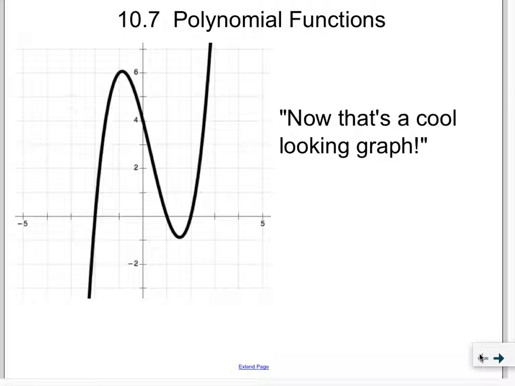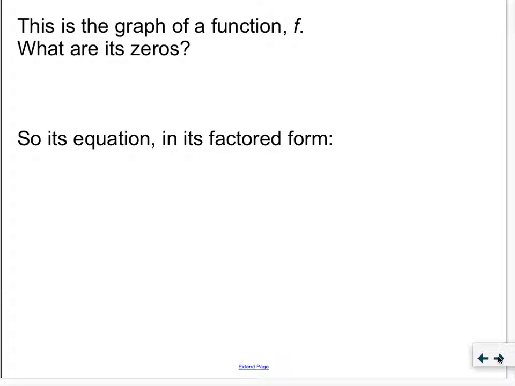So let's see, did you get your zeros to be, let's see, one of them is right here at -2. One of them's here at +1. The other one's here at +2. So then its zeros are x equals -2, x equals 1, and x equals 2.